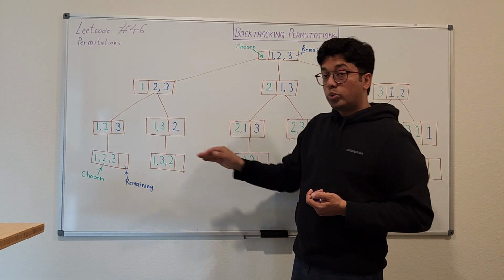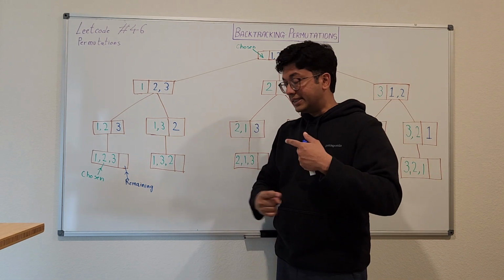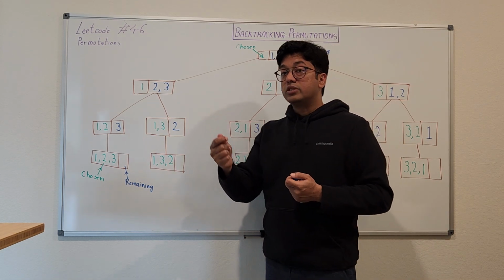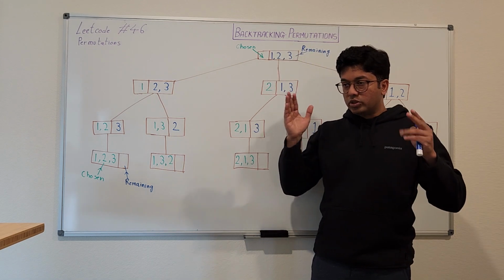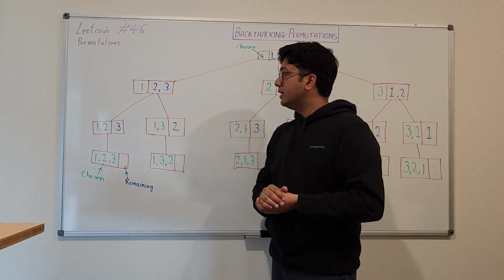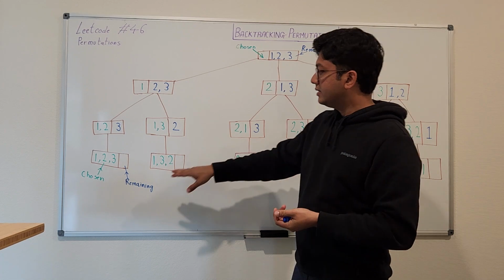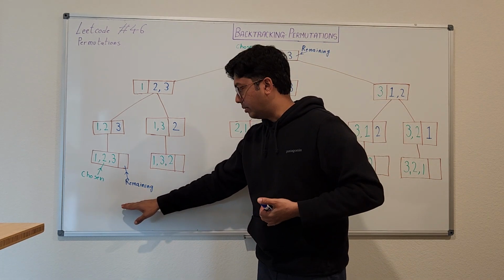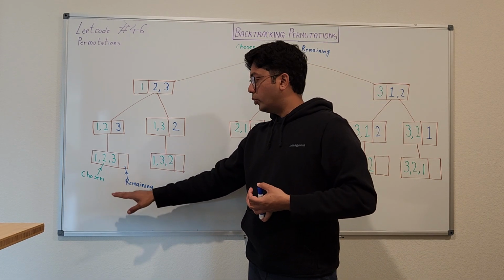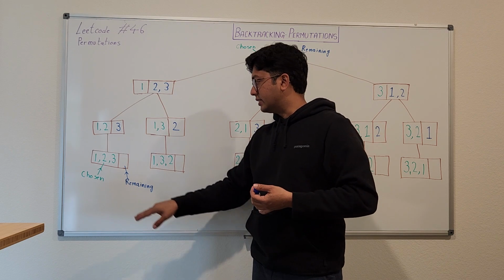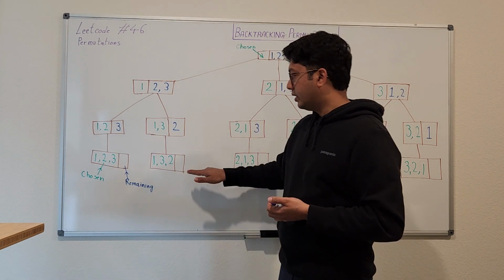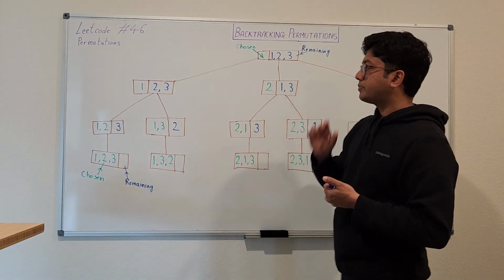Now that we've proven it's a recursion problem because we are doing the same thing again and again, the next question is what is the base case? Because recursion ends at the base case. In this case, the base case is where there is nothing left to choose from. The remaining is empty. When your remaining is empty, you hit the base case. So then you print out that. Here remaining is empty, you print out that.